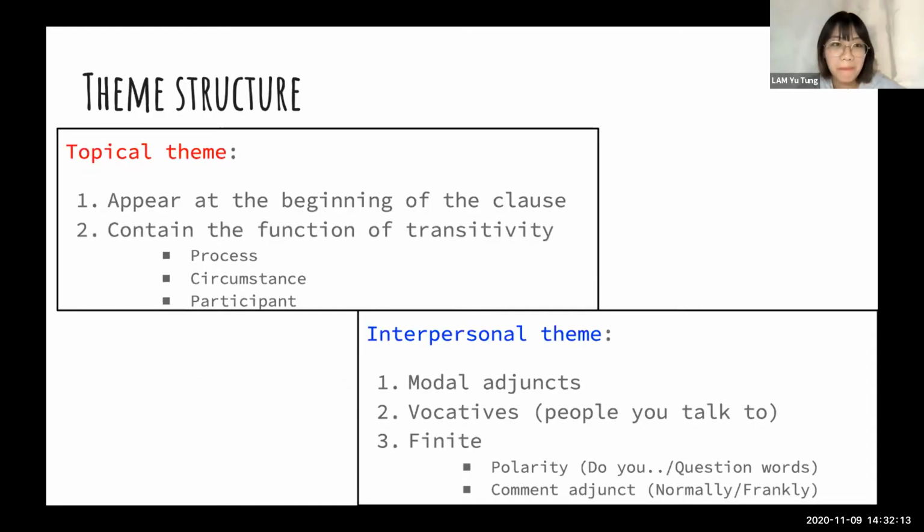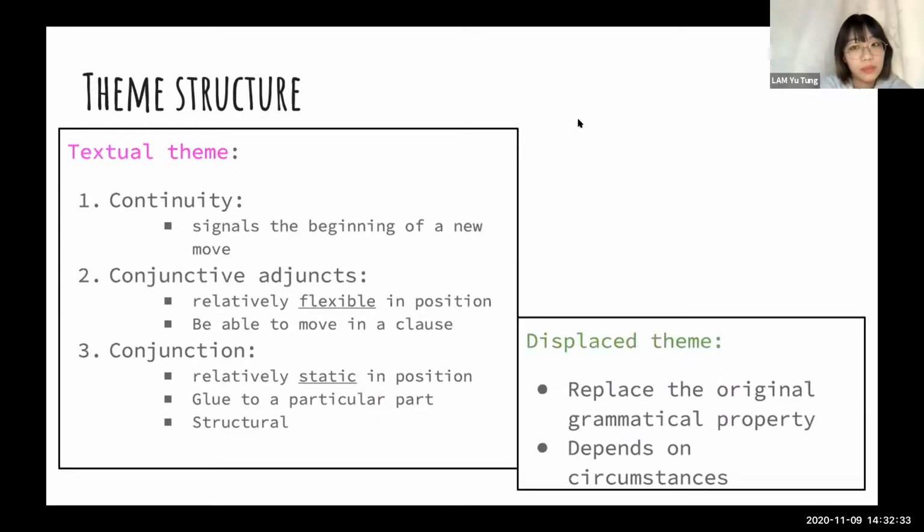To analyze the theme structure, we have four themes. The first one is the topical theme, which appears at the beginning of the clause and also contains the function of transitivity. The second one is the interpersonal theme, which can be modal adjuncts, vocatives, or finite. The third theme is the textual theme. It can be continuity, conjunctive adjuncts, or conjunction.